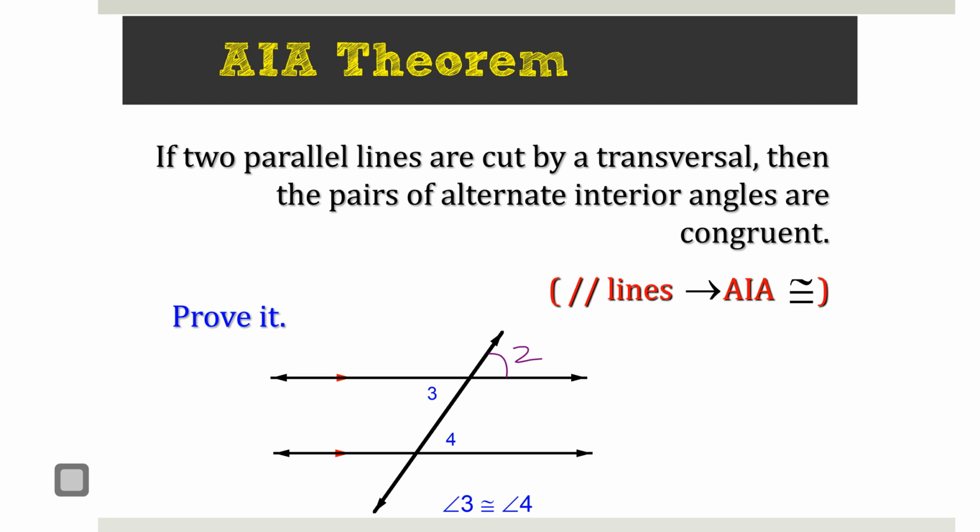So now what happens is, we have angle 2 equal to angle 3, we have angle 2 equal to angle 4. If 2 things are equal to the same thing, then they have to be equal. Does that make sense? And that's what's called a proof. Done.